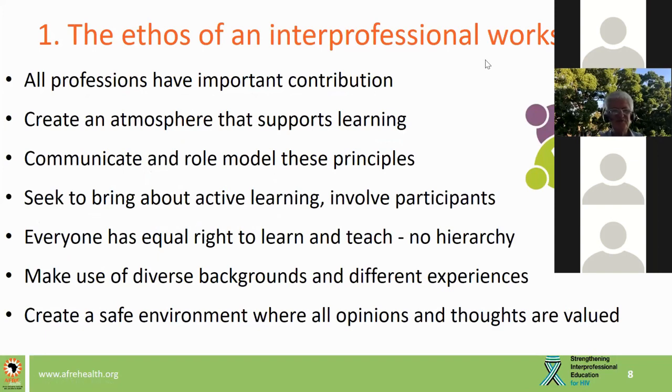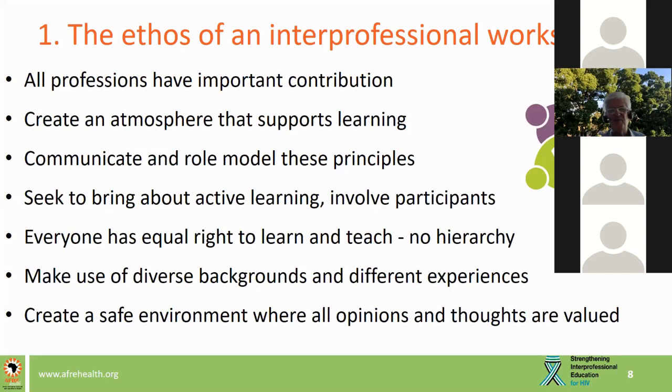So in terms of the ethos, it's quite critical that we create the kind of ethos that we want in terms of relationships and values. It is making sure that everyone knows that all professions have an important contribution to make, but not just in words. It's around how we respond and how we conduct the workshop. We must demonstrate that in an atmosphere that supports learning, in the way we interact, that we create a safe space, that we respect everybody, that we treat people as peers. All of those are important. So we're role modeling and communicating that.